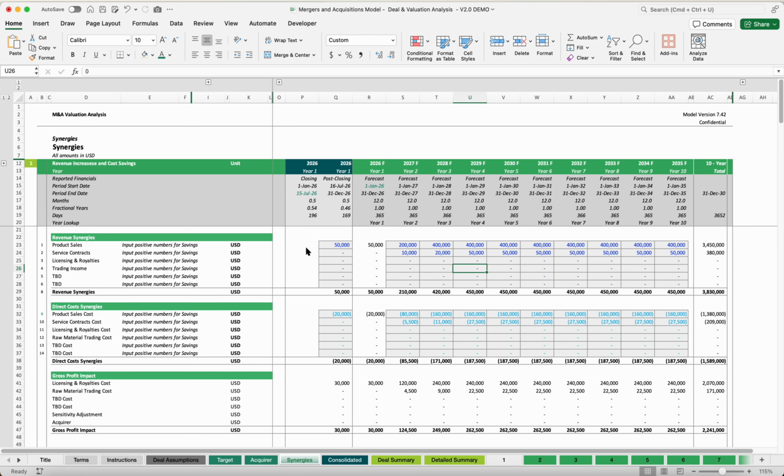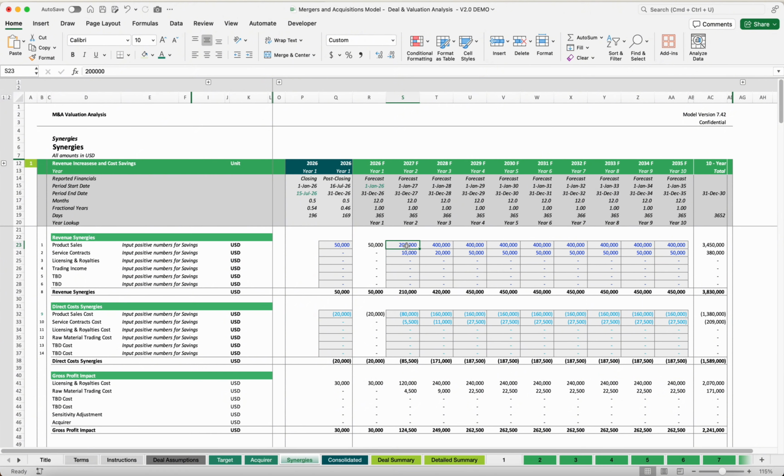To analyze the possible synergies out of these transactions, we need to look at different types of synergies. So the first type to look at are revenue synergies. Are there any additional revenues we can obtain when doing these transactions? And we basically have to work through the sources of revenues, and we need to enter our best estimate how much more revenue this could create if we put the two companies together.